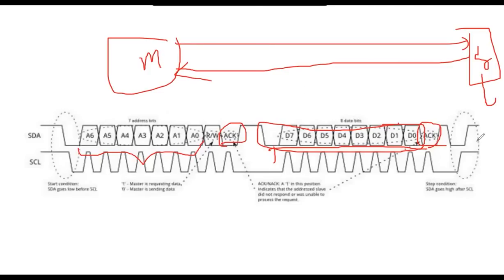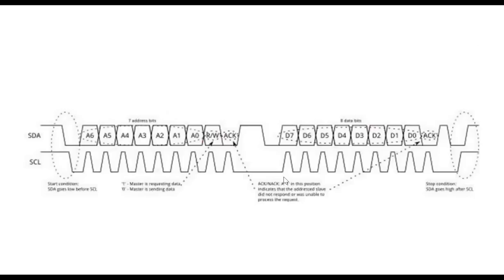Again, the stop condition. Once the data is received, here is the stop condition. This is not only from master to slave. If you want to send from slave to master, we need to use the same format: first the start condition, then the address, then the data, and again the stop condition. Did everyone understand the frame format of the I2C protocol?